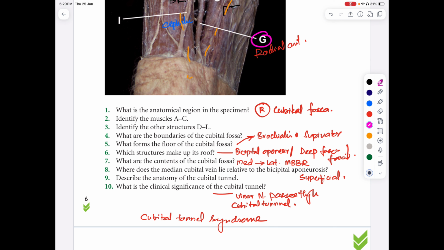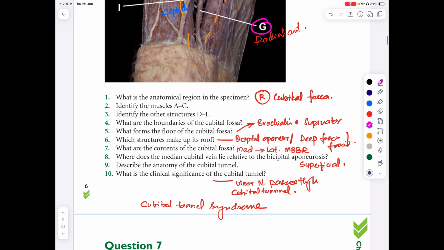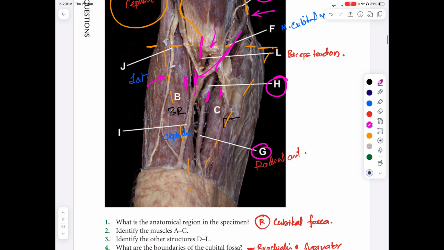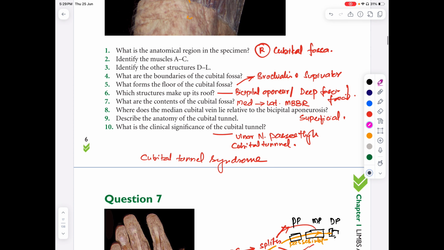Describe the anatomy of the cubital tunnel. The cubital tunnel has a roof formed by the aponeurotic expansion of the two heads of flexor carpi ulnaris, which arches from the medial epicondyle of the humerus to the olecranon process. The floor is formed by the medial collateral ligament of the elbow. What is the clinical significance of the cubital tunnel? The ulnar nerve passes through this tunnel, on the medial side, so that leads to cubital tunnel syndrome.